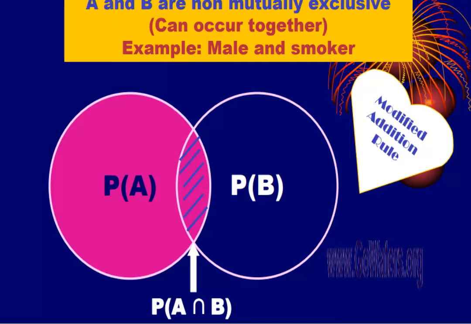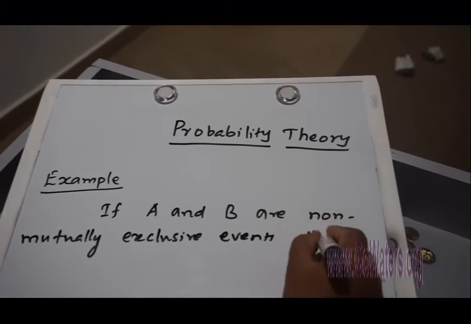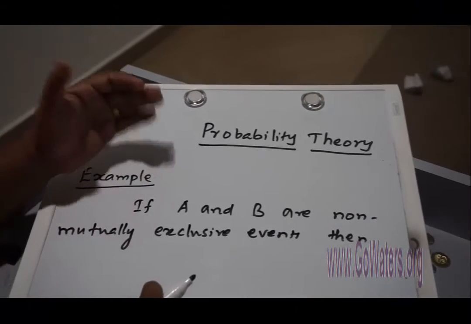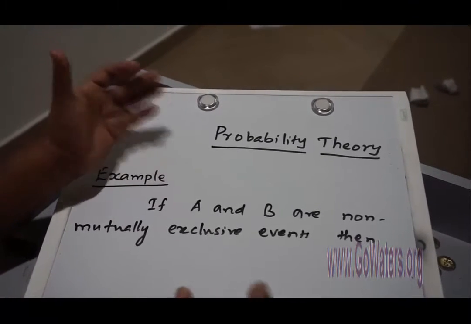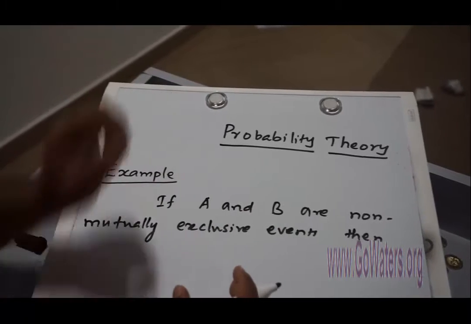To see the same addition rule of probability, but for non-mutually exclusive events. So that means if A and B are non-mutually exclusive events, then these two events can happen together, right? So that is the meaning. So when you say non-mutually exclusive events, A and B can happen together as shown in the diagram.